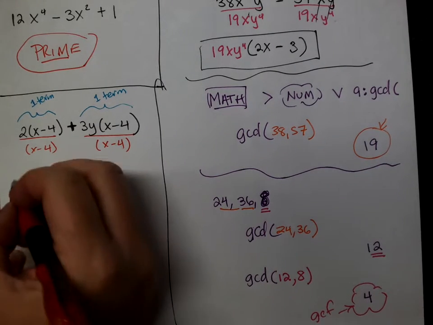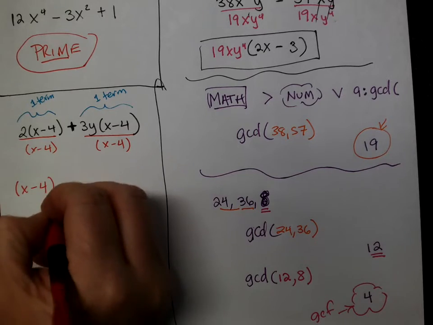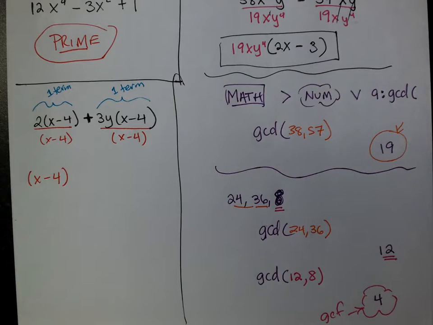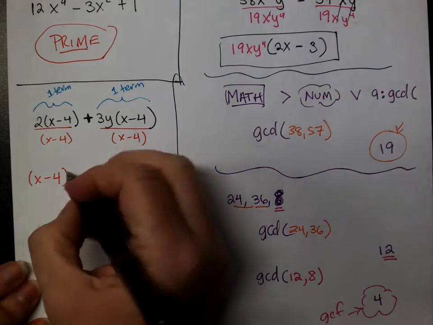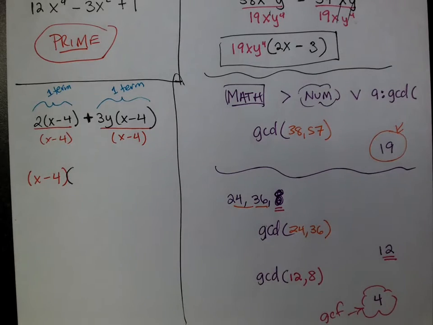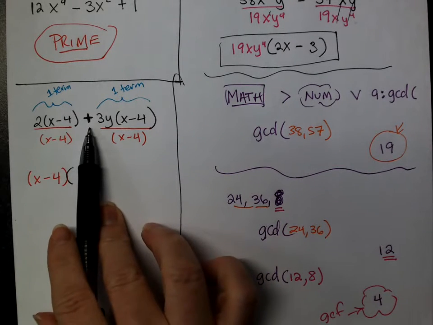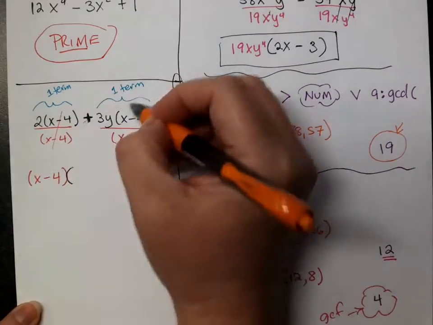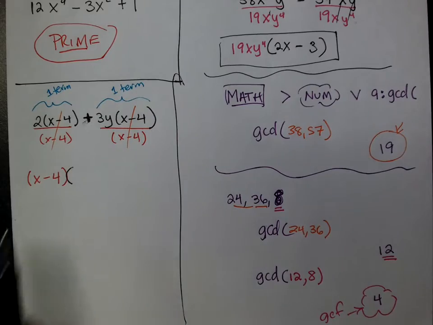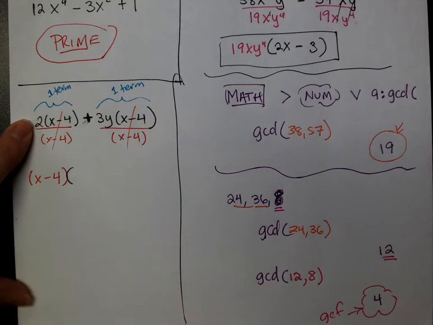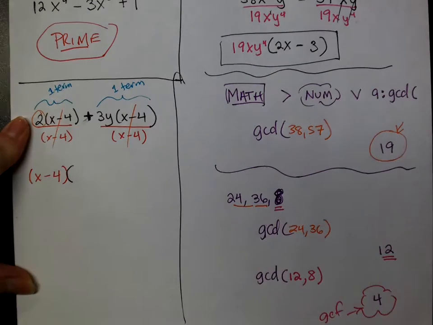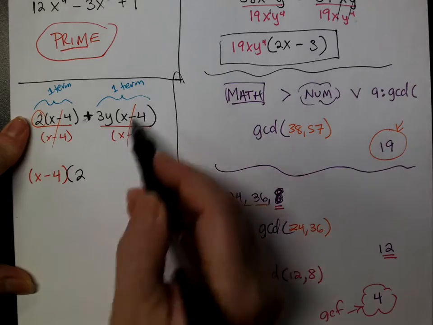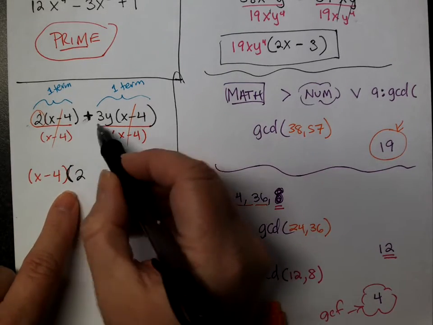Now, that was my GCF, so I write my GCF. It is part of my answer. That's my first factor. It's not just a monomial, though, it's a binomial, but it's still my GCF. And as soon as I write down that GCF, another parenthesis, because I'm going to turn a sum into a product. So if I divide out x minus 4 from both of these, what's left behind in the first term? A 2. And then plus 3y.